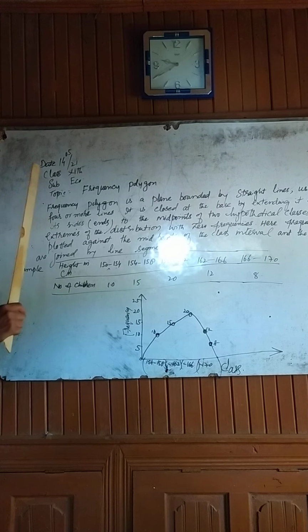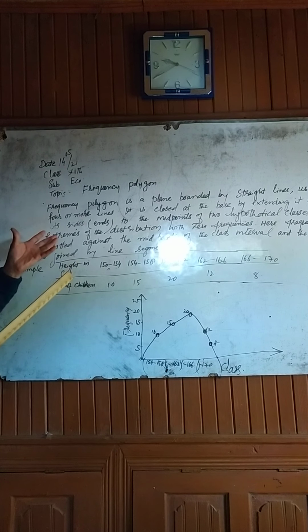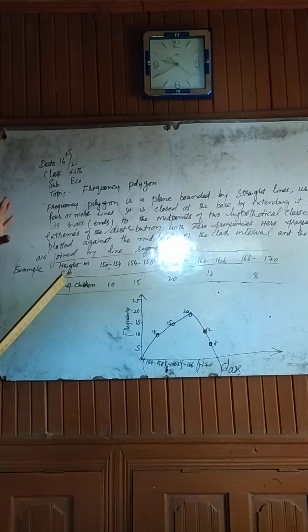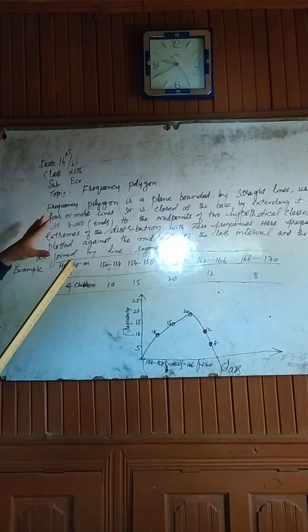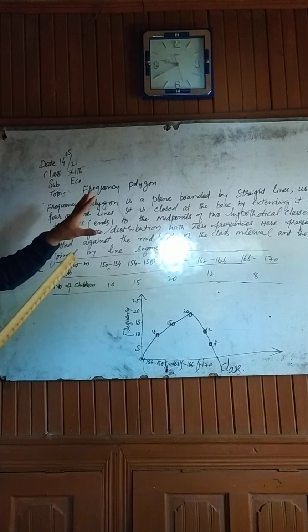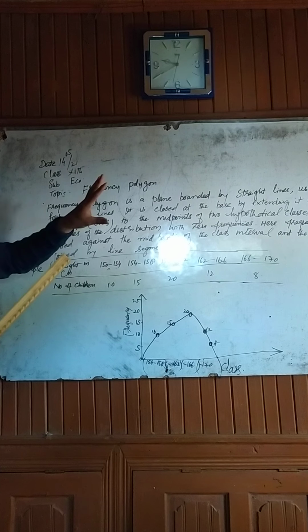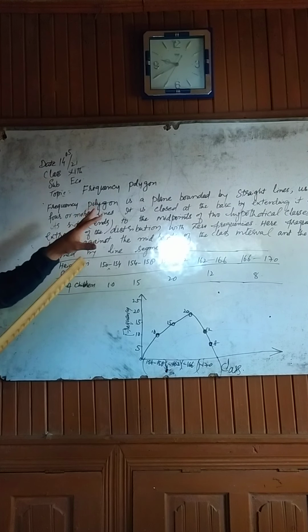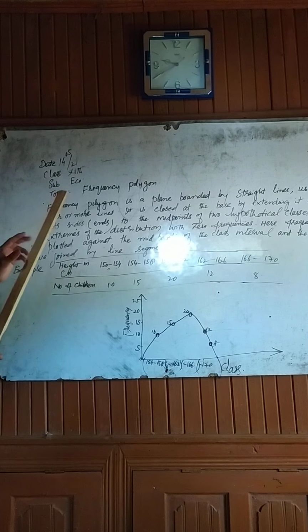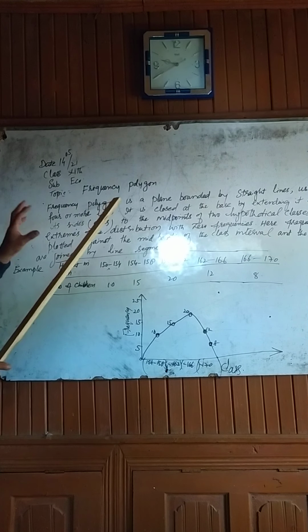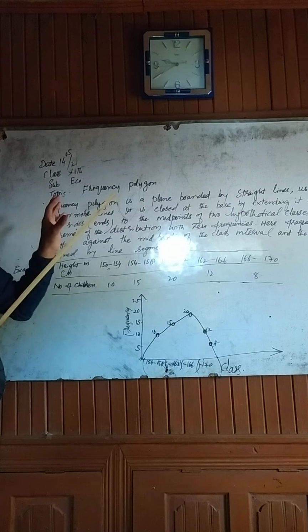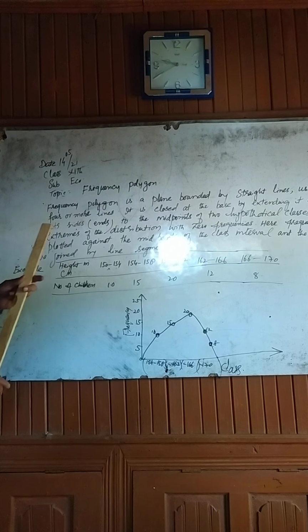As it is 14th of May 2021, Class 11th, subject Economics. Our today's topic is frequency polygon. Previously we learned various components of presentation of data. Likewise, we learned about tabular form, graphic method, and other components or attributes of representation. But today's topic is somehow different. It is called frequency polygon presentation.